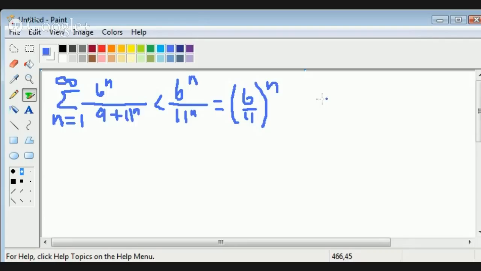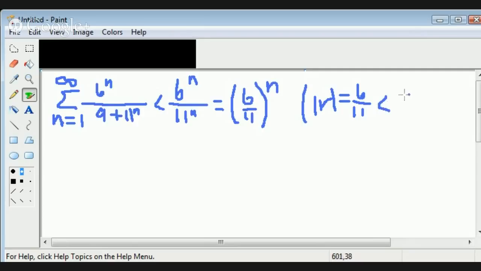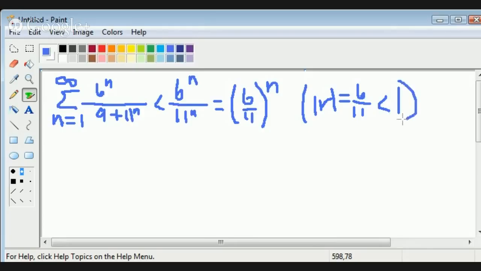So now it's going to be more likely a geometric series. So we're going to have the absolute value of r equal to 6 over 11, and r must be less than 1 for it to converge, but if it's greater than 1, then it diverges. But guess what? 6 over 11 is less than 1, so that converges. Ding. So the original series converges.